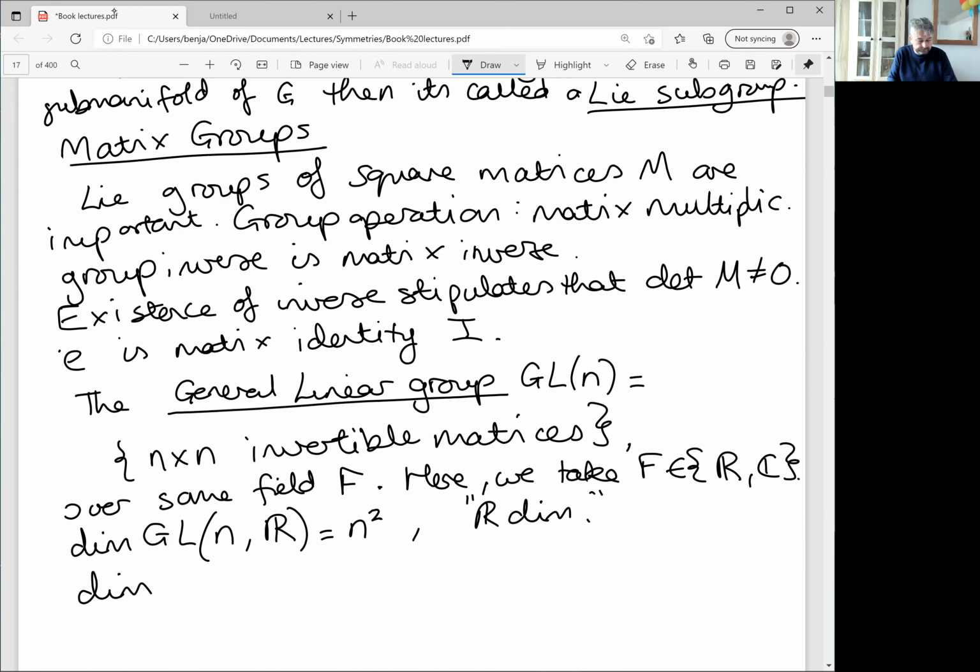And if we have n by n matrices over the complex numbers, then the real dimension is 2n squared. For GL n over the real numbers the dimension is n squared. For GL n over the complex numbers, the complex dimension is n squared. But if we just say dimension, usually we mean the real dimension, which is the number of real parameters, and of course that's 2n squared.